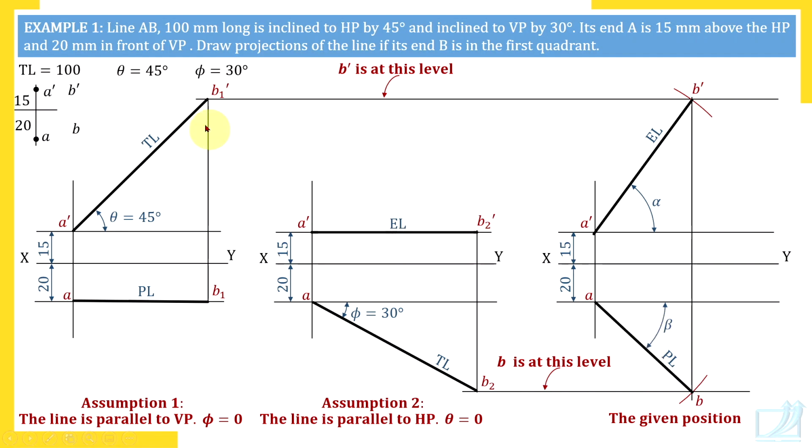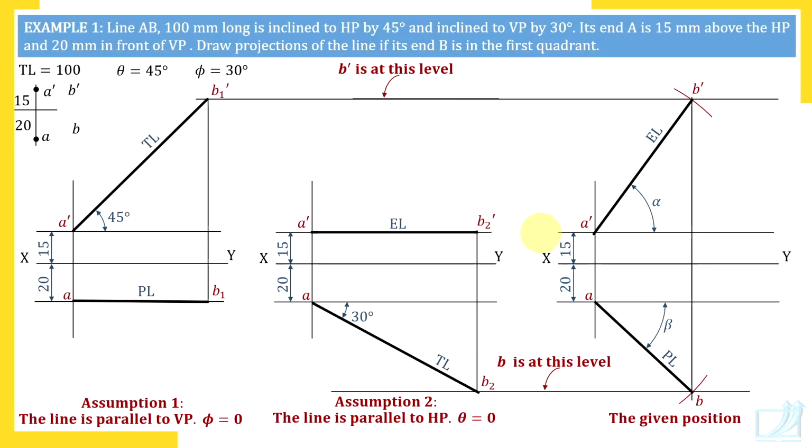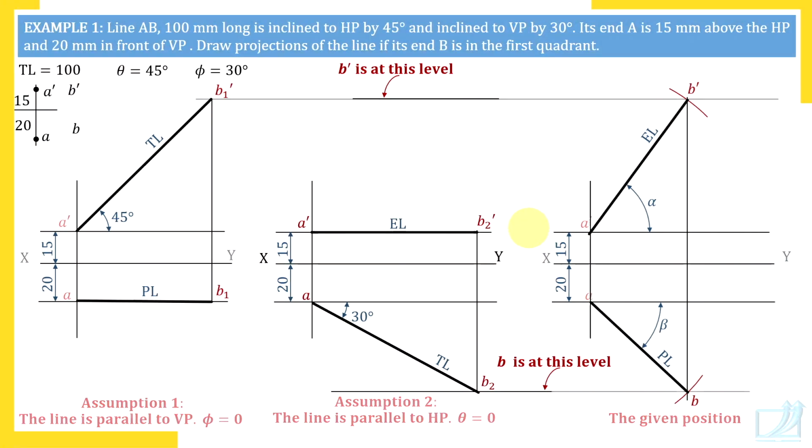So now remember, true length gives true inclination, but inclination of front view is alpha and inclination of top view is beta. Remember this. There are three pairs of views. Front view and top view in first assumed position, front view and top view in second assumed position, and front view and top view in given position. These three pairs of views we superimpose.